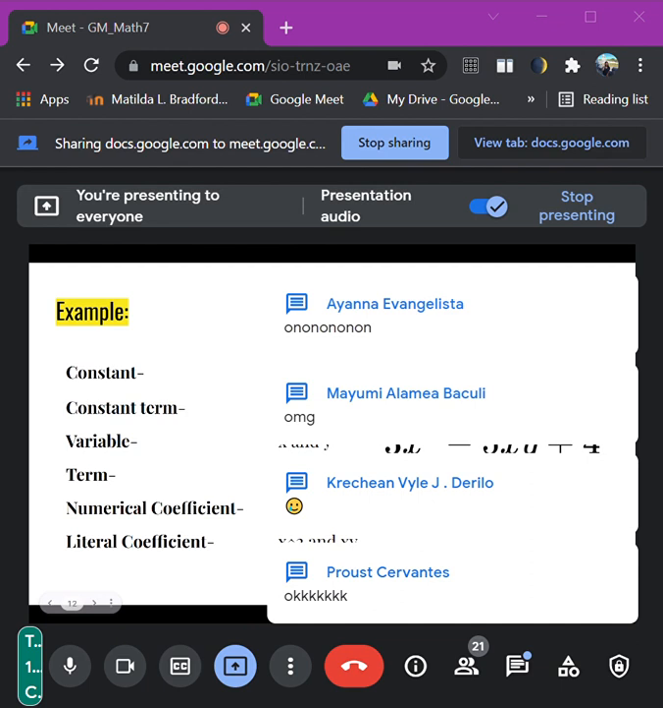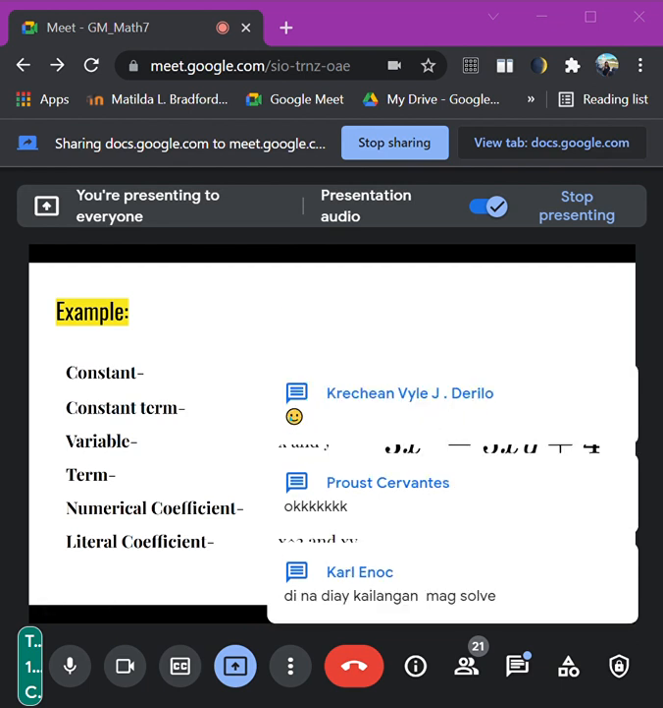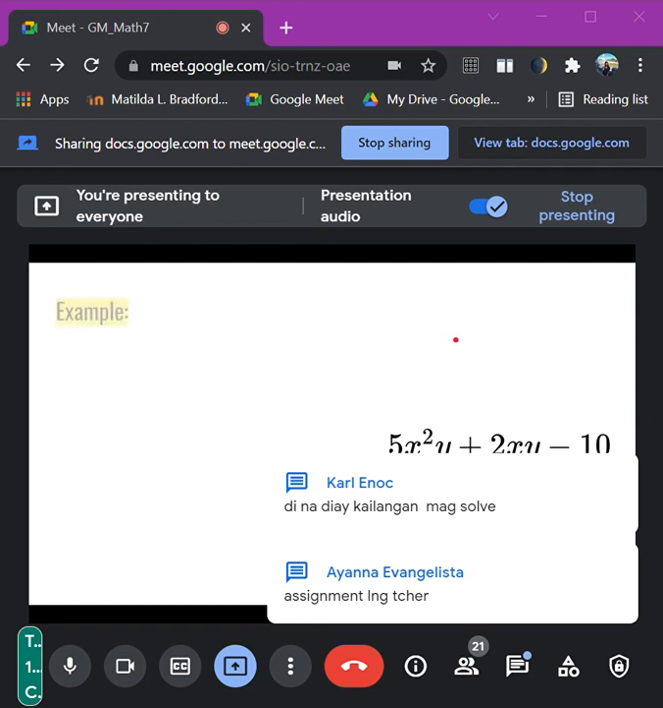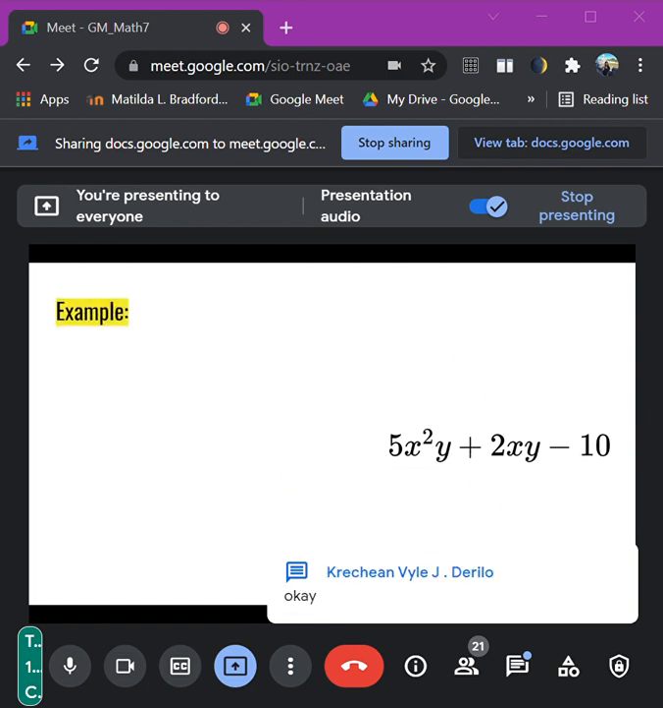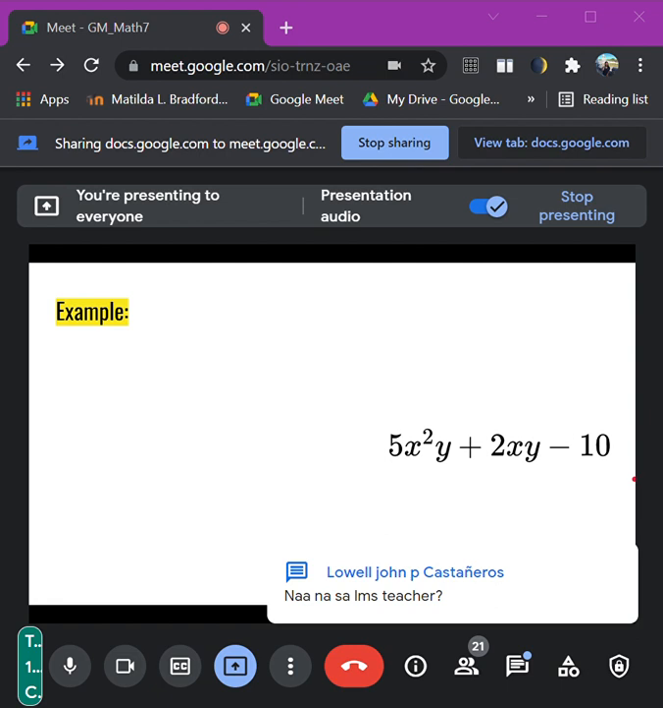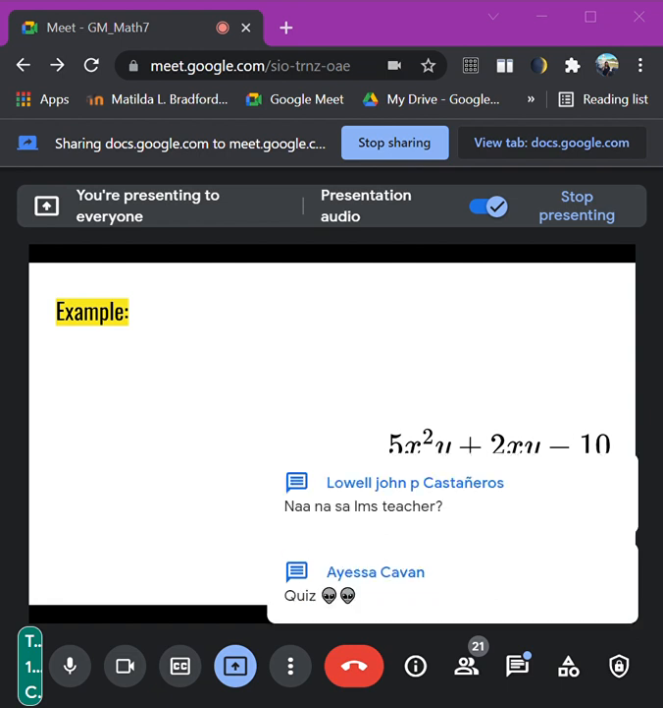Okay. Now, it's already 9:59. So, let's have this last slide. I want you to first identify what is given: 5x squared y plus 2xy minus 10. I will just put it in the LMS.